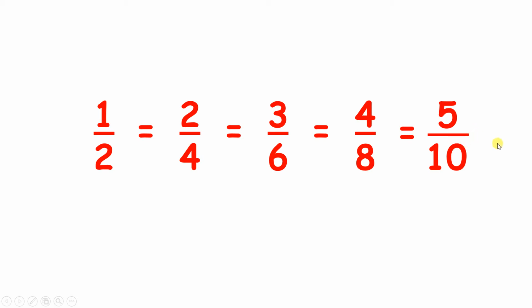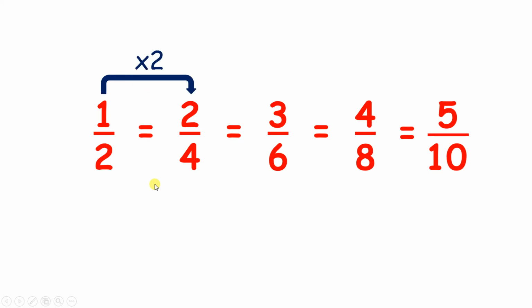Now we could carry on here. How many twelfths would be equivalent to a half? We'd have 6 twelfths, and then 7 14ths, and so on. So here's the trick with finding equivalent fractions. What you do to the numerator, you must also do to the denominator.